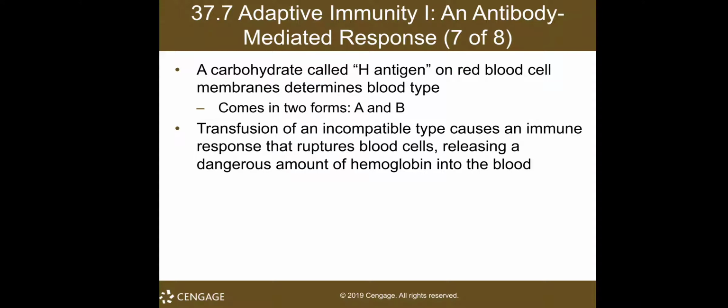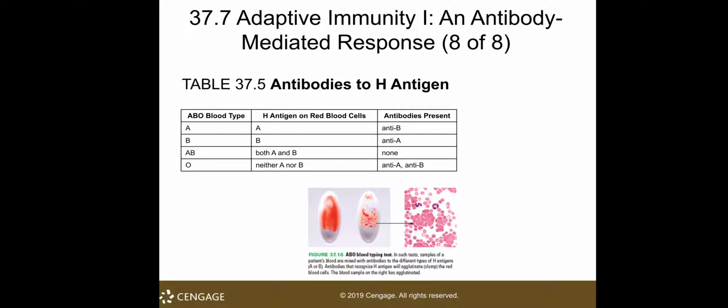A transfusion of an incompatible type causes an immune response that ruptures blood cells, releasing dangerous amounts of hemoglobin in the blood. So that's why blood typing is necessary, so that the correct blood type will be given to the patient that needs blood. Otherwise, your body will attack the foreign blood. So here is your ABO blood typing.